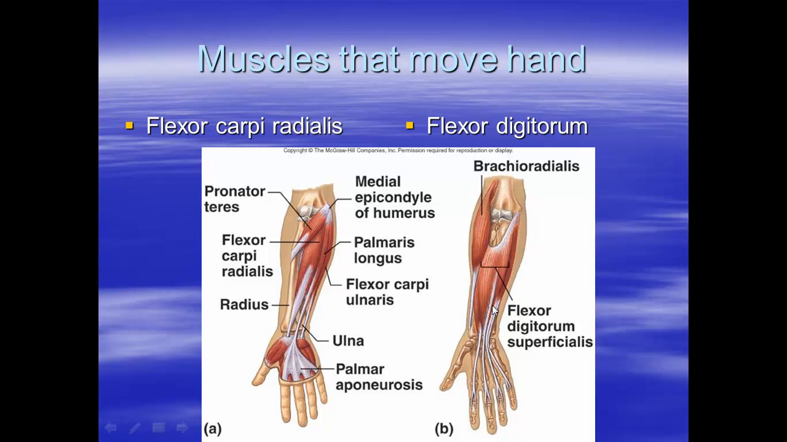Whereas on the other side, if we were to look at the top of our hand and contract this flexor digitorum superficialis, it would make our hand elevated, when maybe we were laying it on the table and you wanted to lift your fingers upward. So this grouping, I would like you to be familiar with the flexor carpi radialis and the flexor digitorum superficialis.